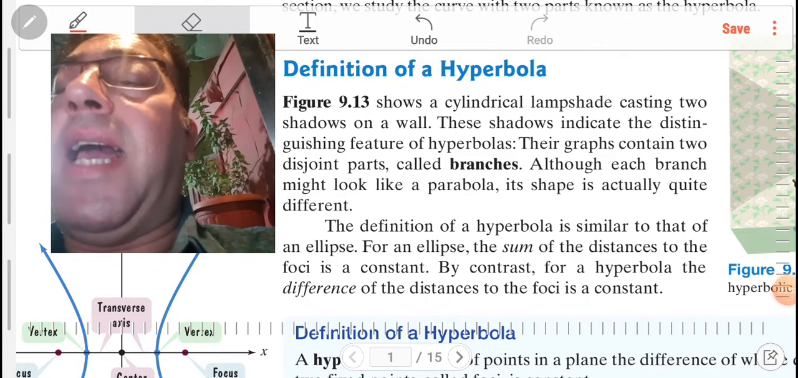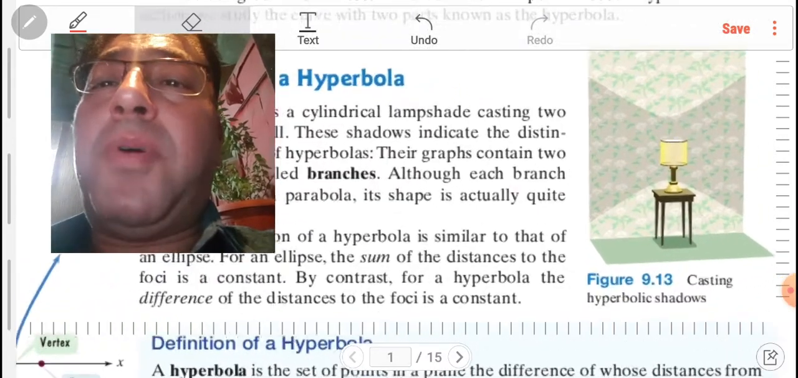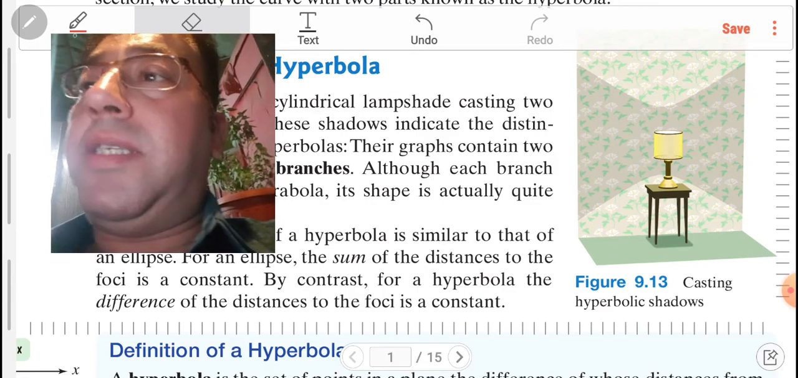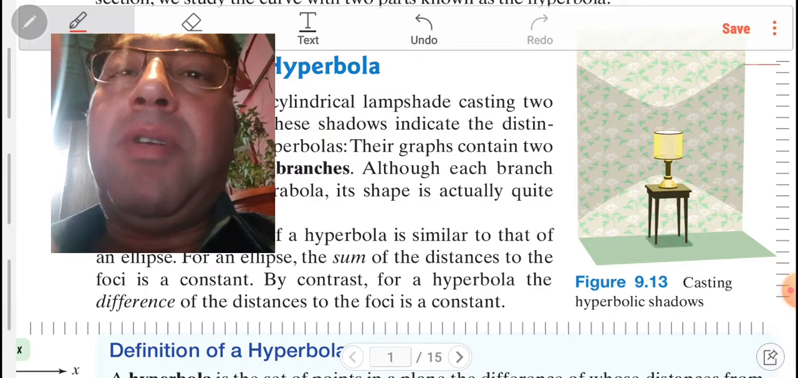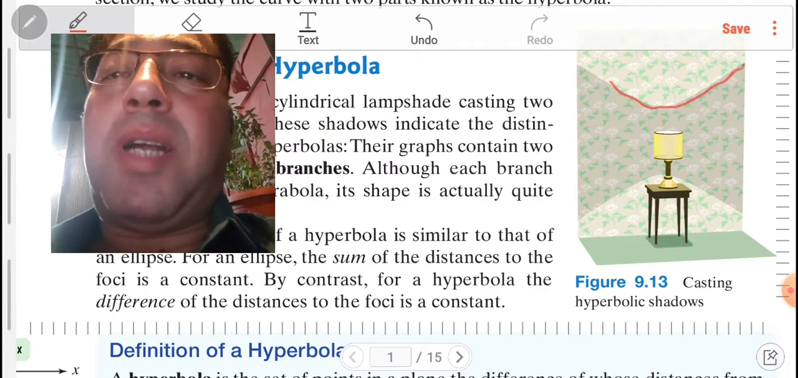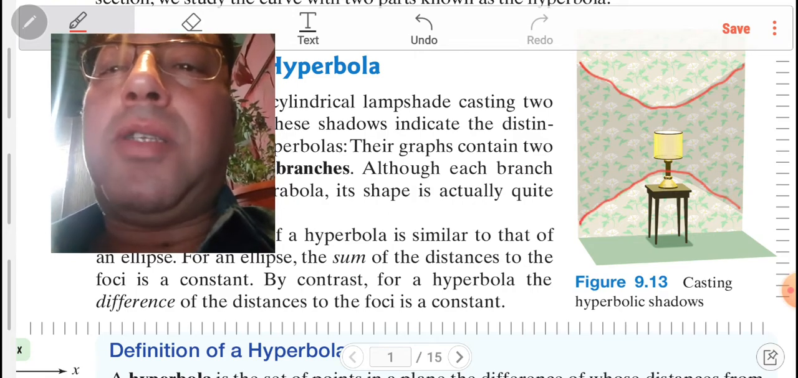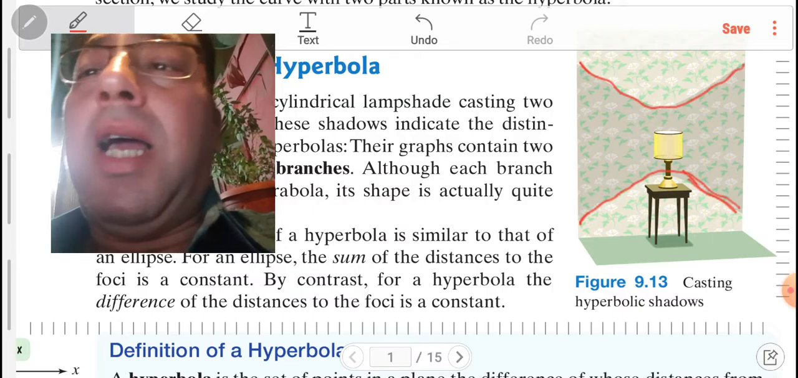Today's lesson is about the hyperbola. What does it mean by the hyperbola? The hyperbola is like two parabolic curves. Like here in this part, the shadow of this lamp contains two parts: one parabola up and one parabola down. These two curves are called one hyperbola.